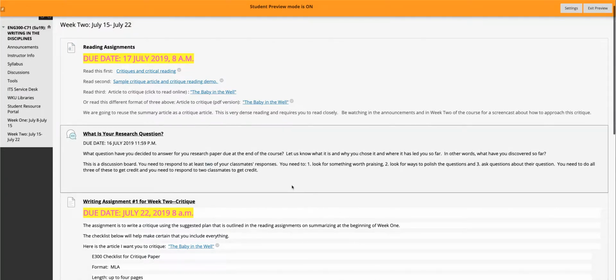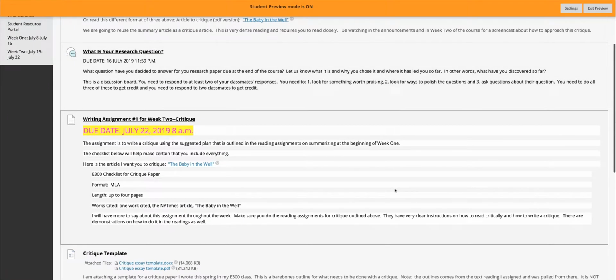And you need to respond to at least 2 of your classmates' responses. And in those responses, you need to, 1, look for something worth praising, 2, look for ways to polish the question, and 3, ask questions about their questions. You need to do all 3 to get credit, and you need to respond to 2 classmates to get credit. I'll repeat. You do all 3 of those, praise, question, and polish, and you have to do it for 2 people.